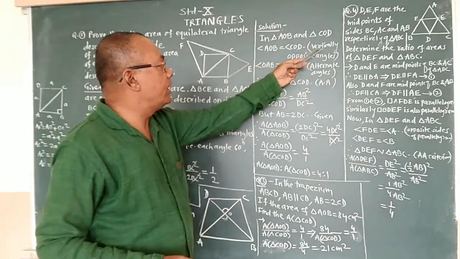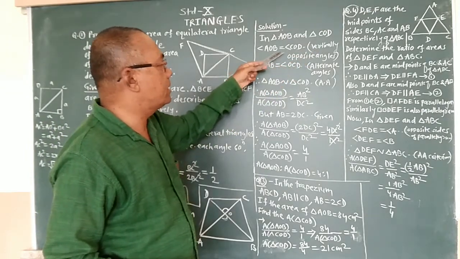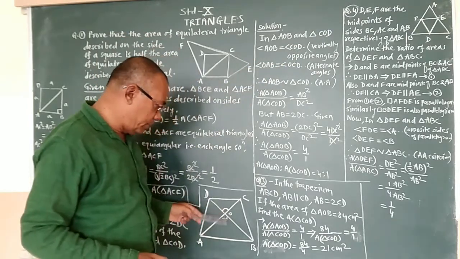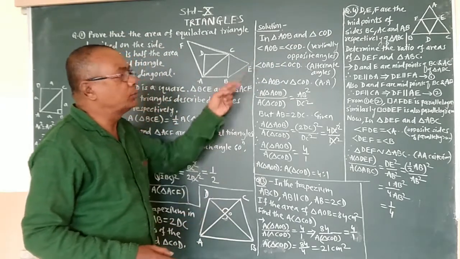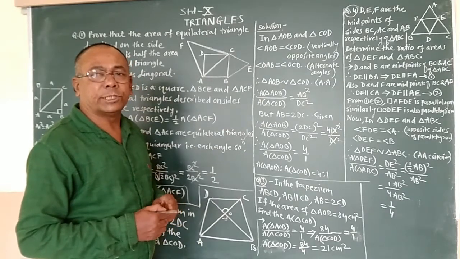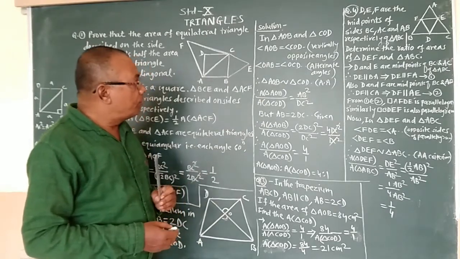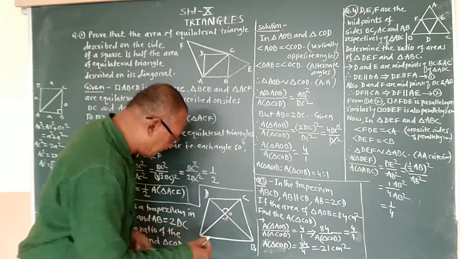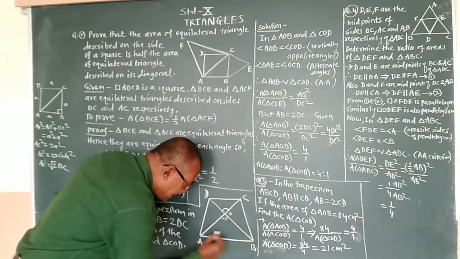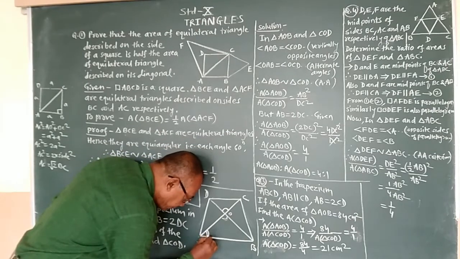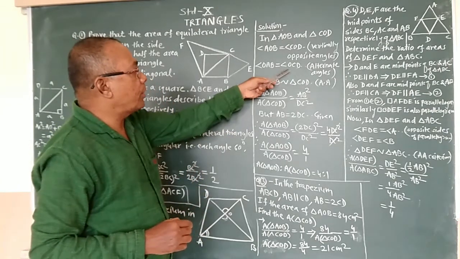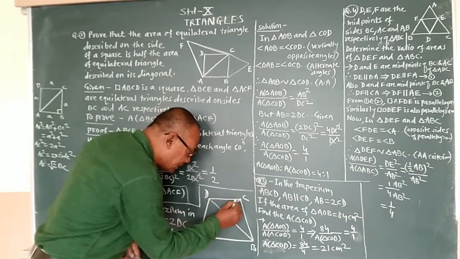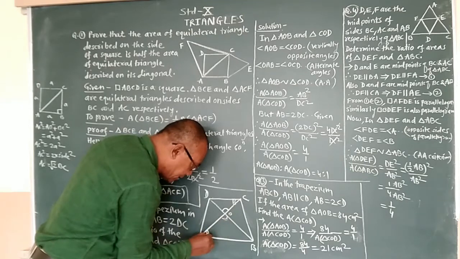So our result is vertically opposite angle: angle AOB equal to angle COD. Both are the vertically opposite angles. Now we will see that angle OAB, this angle, is equal to angle OCD.